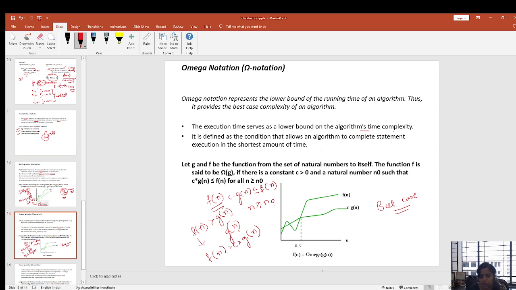In this given figure you can also see the x-axis represents the n values. Your c times g of n is always less than f of n, whereas f of n is the complexity of the algorithm for which you want to find its best case. This is about omega notation.